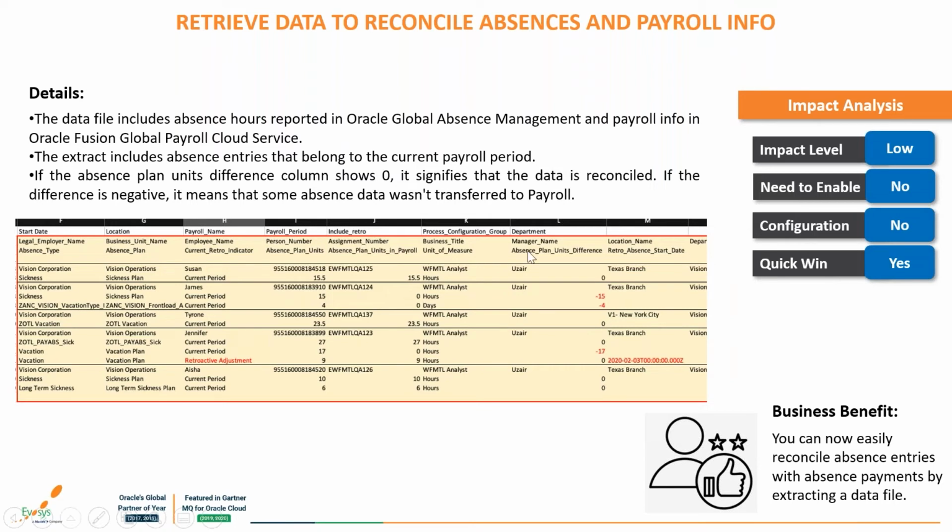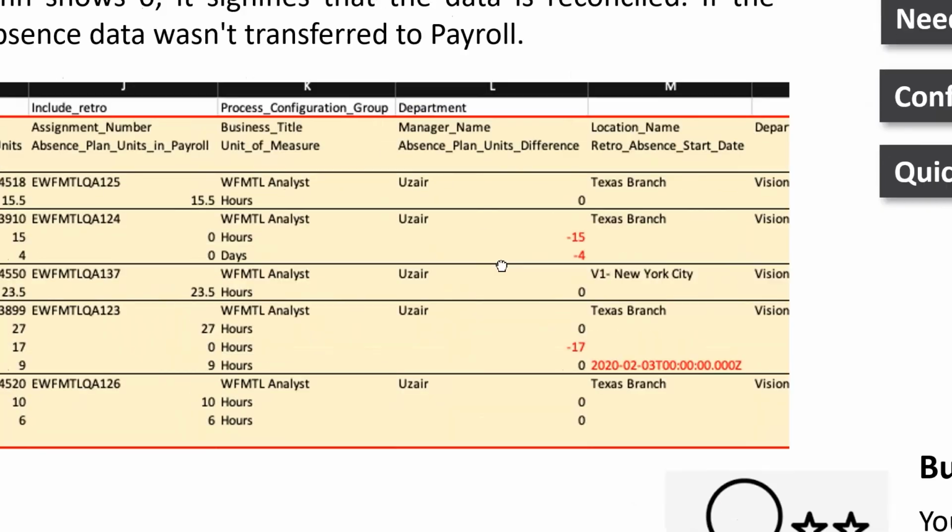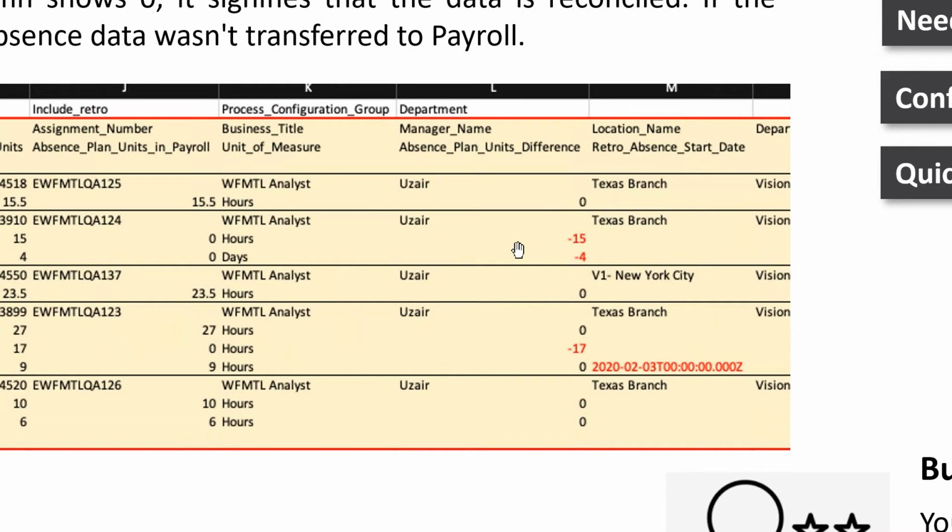The absence plan units different column, which is the most important column here, is the one to be focused upon, wherein if the value here is 0, it means there are no differences between absence management and payroll, and if there is a negative value, it shows that there are differences.